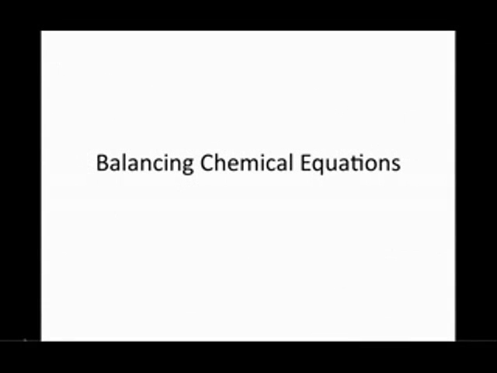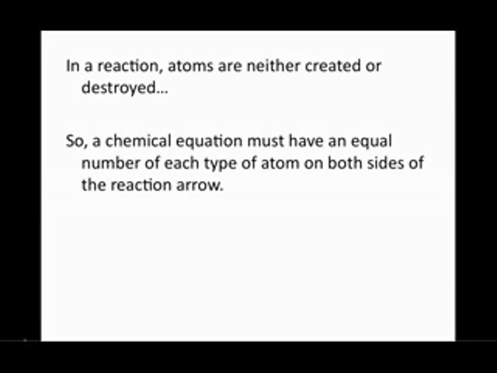Hello and welcome to Chemistry Solutions. This tutorial is on balancing chemical equations. In a chemical reaction, atoms are neither created nor destroyed, so this means that a chemical equation must have an equal number of each type of atom on both sides of the reaction arrow.